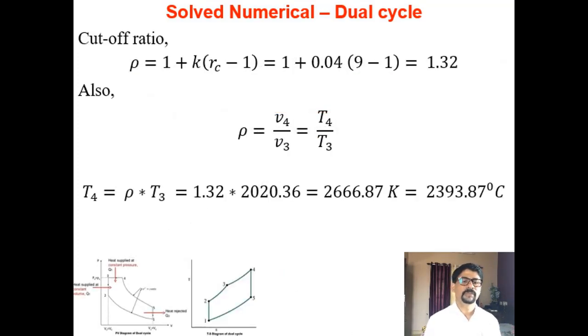Now before proceeding further, you have to find out the cutoff ratio. So K is given as 4% or 0.04. So rho is equal to 1 plus K into RC minus 1. Substitution and simplification will give you the cutoff ratio as 1.32.